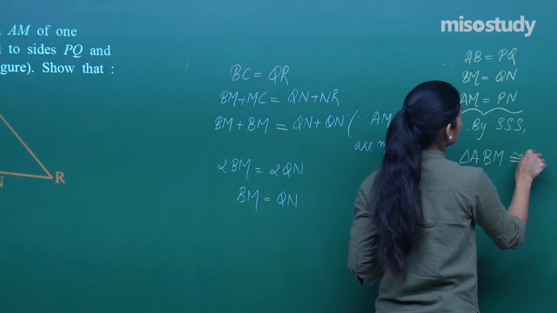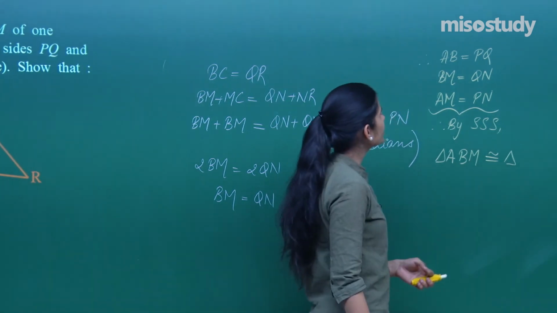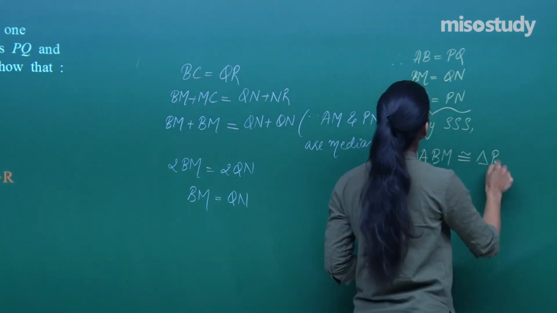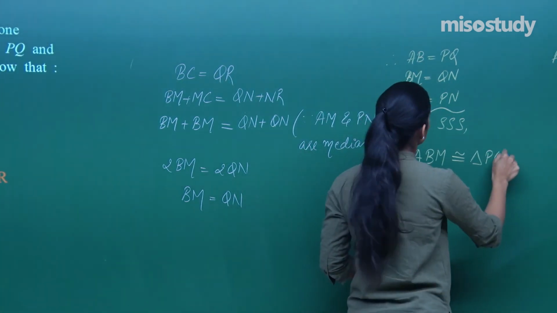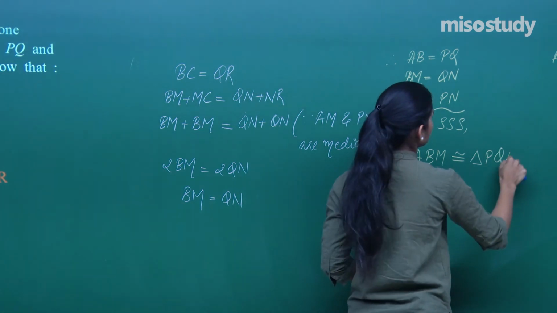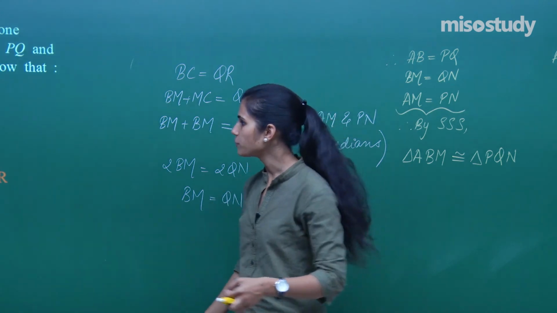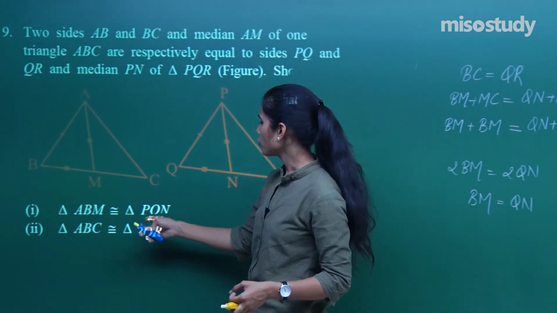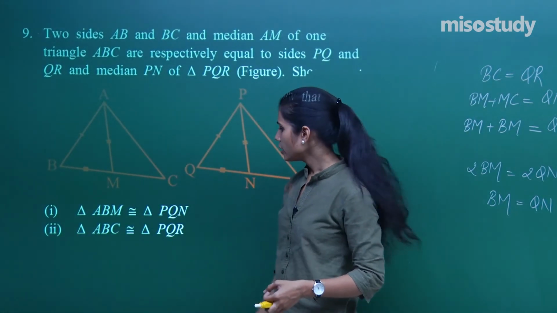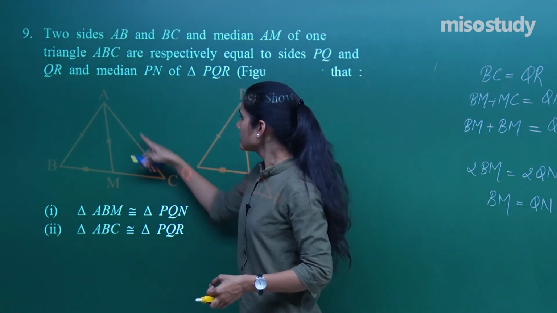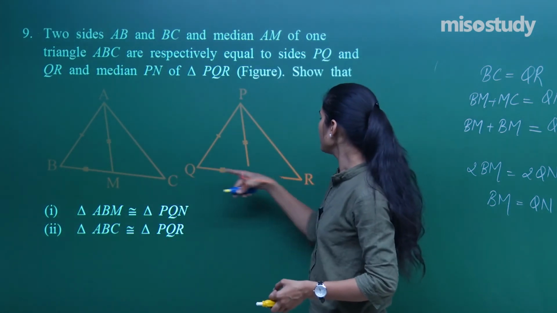triangle ABM is congruent to which triangle? A is going to correspond to P, B is going to correspond to Q and M is going to correspond to N. These two triangles are congruent. So I have proved that triangle ABM is congruent to triangle PQN. Now prove that ABC, this larger triangle, is congruent to triangle PQR.